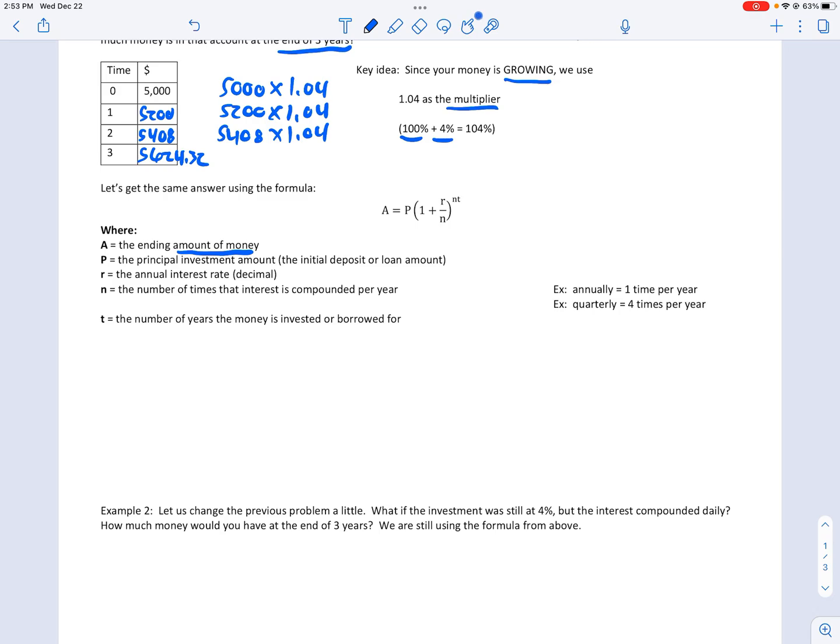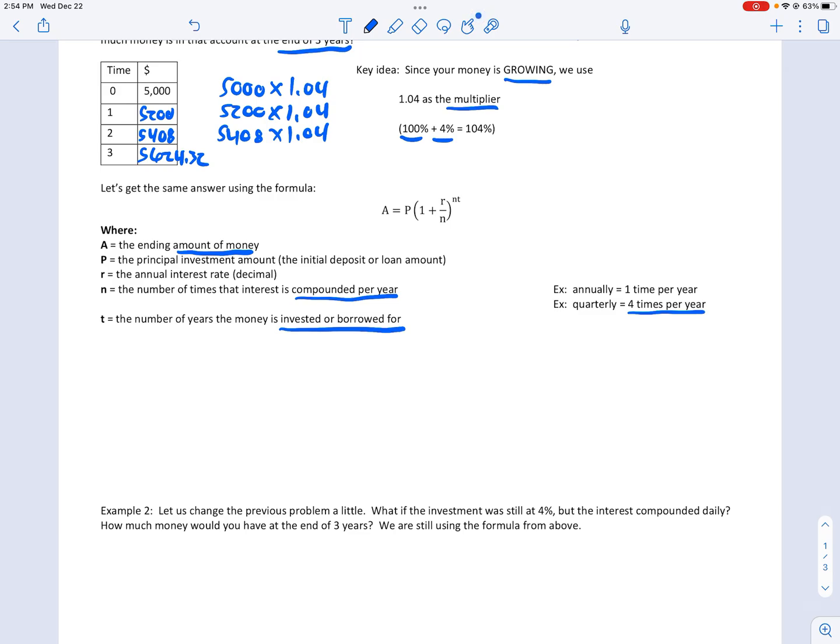N is the number of times interest is compounded per year. For us, that would have been 1. For example, annually is 1 time per year. Quarterly is 4 times per year. Monthly would be 12 times, because there are 12 months in a year. And then T is the number of years the money is invested. For us, that would have been 3.